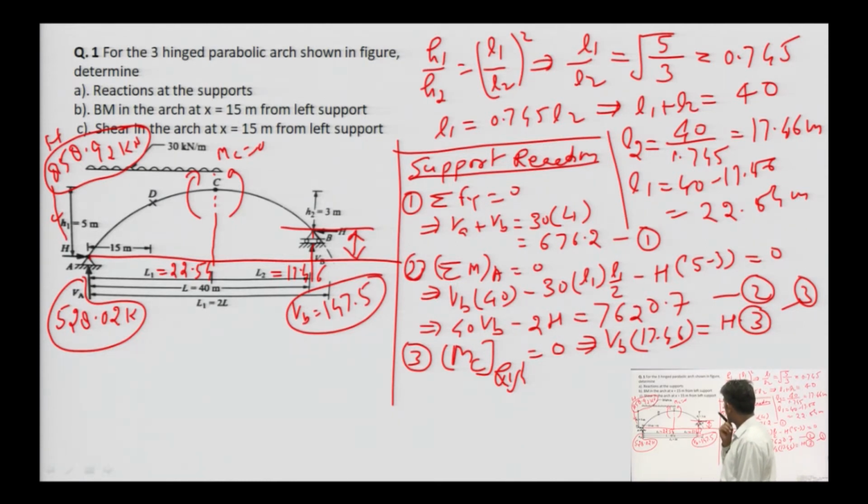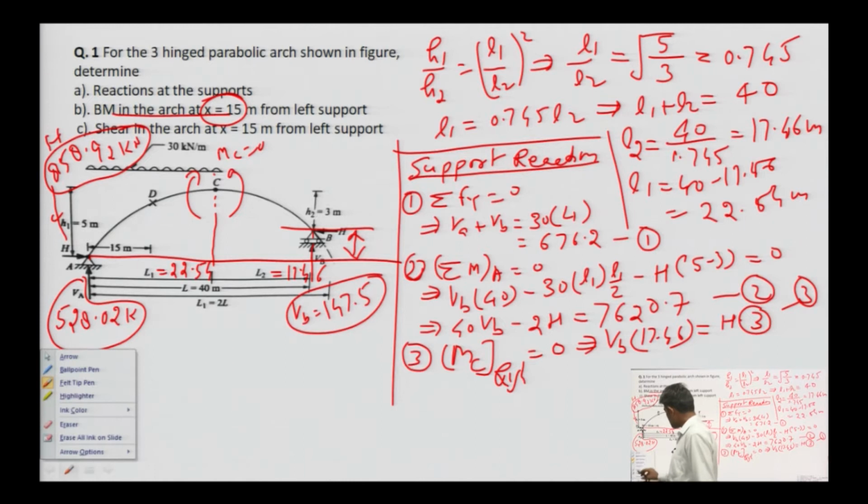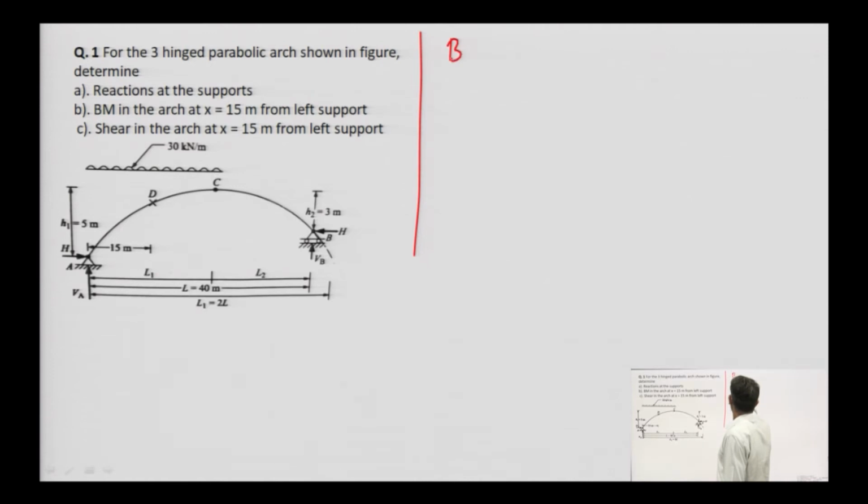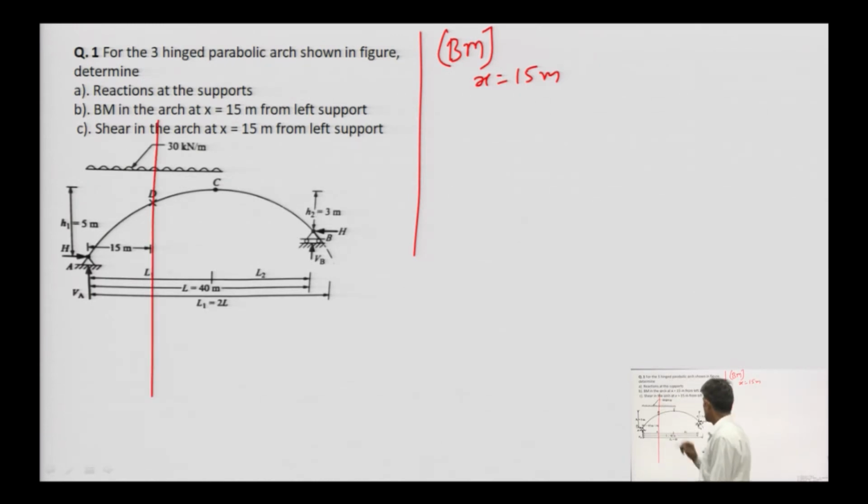Next, we need to calculate the bending moment in the arch at x equal to 15 meter from the left support. So, next thing is to find the bending moment at x equal to 15 meter from the left support. 15 meter is D, okay, this point is D. So, consider this left part.